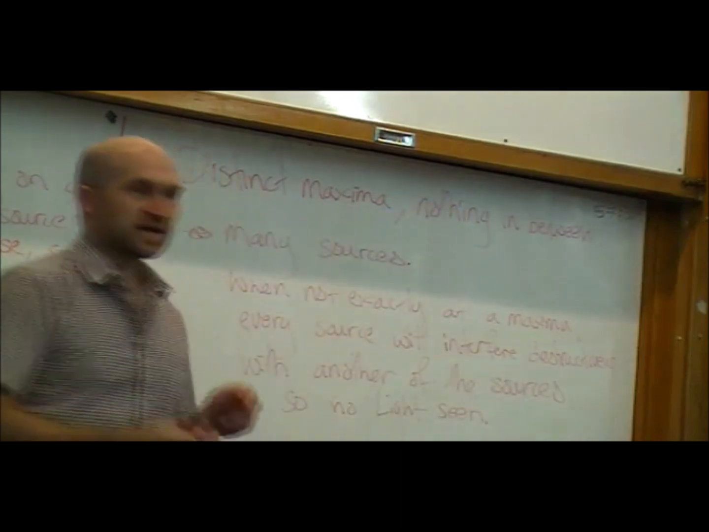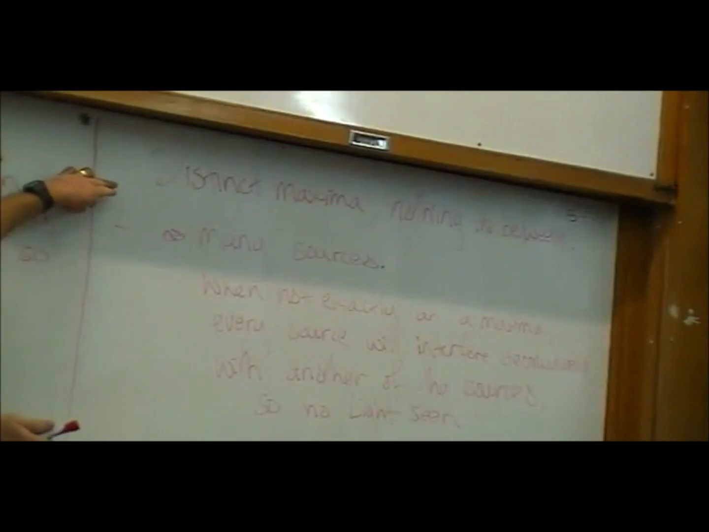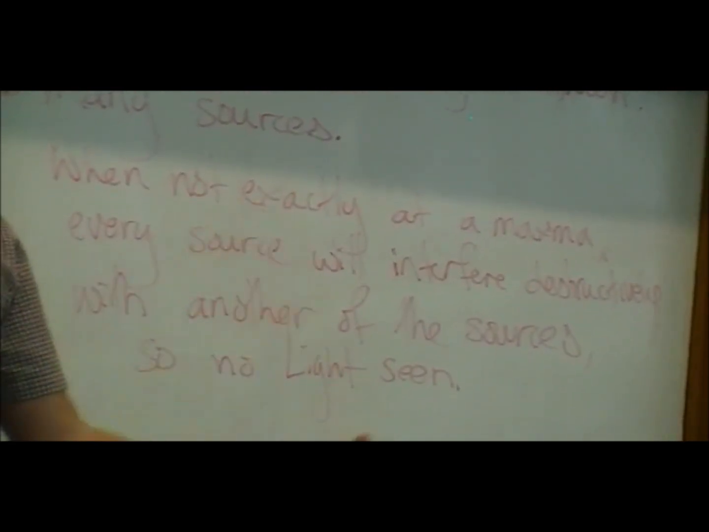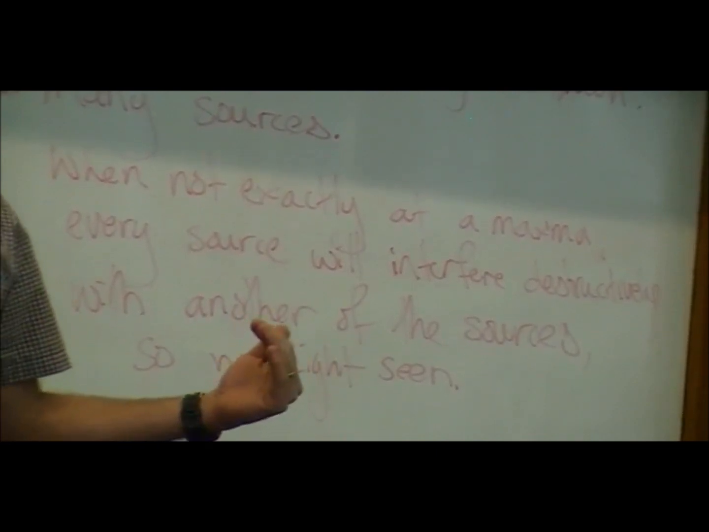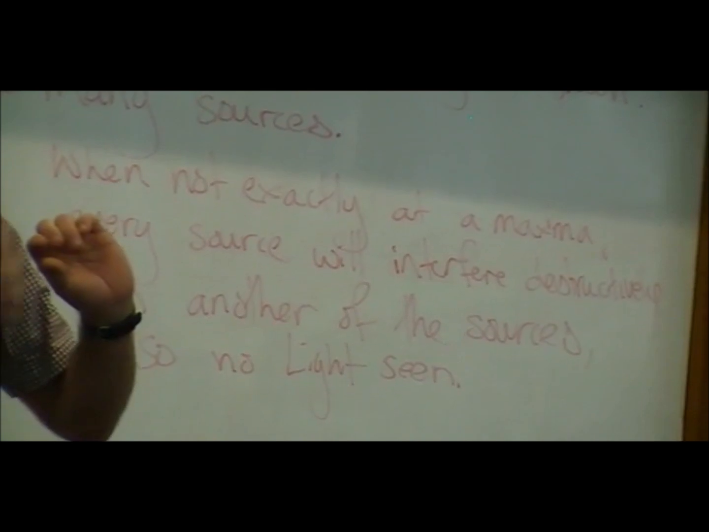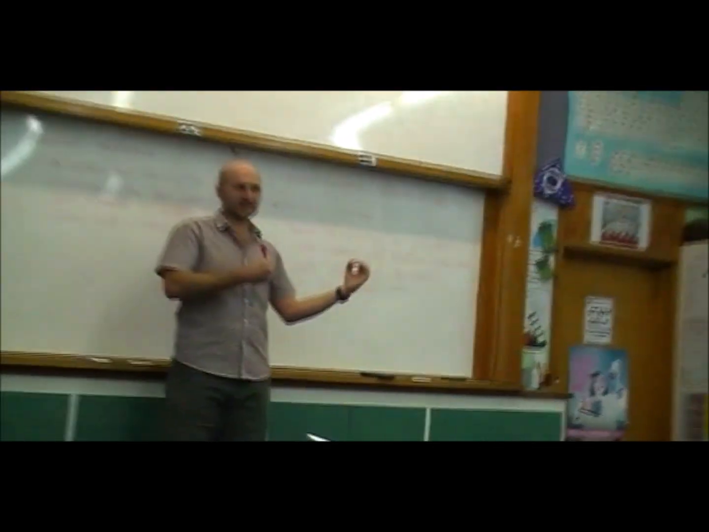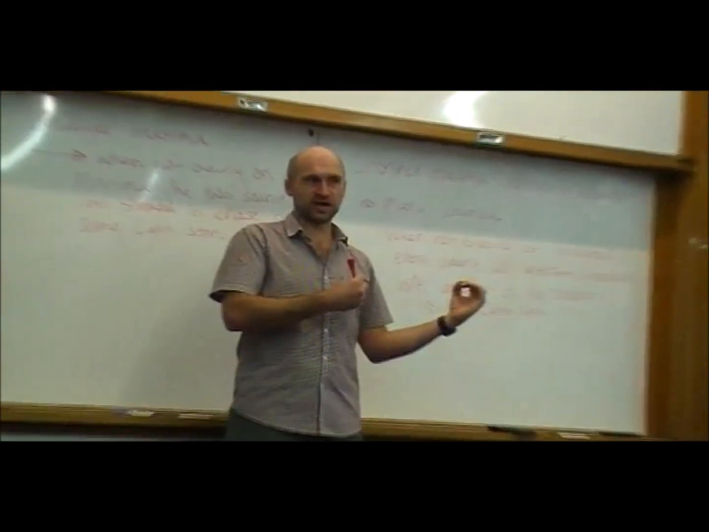Okay, so the explanation is a little bit more complicated for this, and that's that there are many, many sources in a diffraction grating. And so when you're at a maxima, every single one of those many sources is in phase, and that's why those maxima are so bright. But as soon as you move just a tiny bit off that, every single one of those sources is going to have another one of the sources that it interferes destructively with.